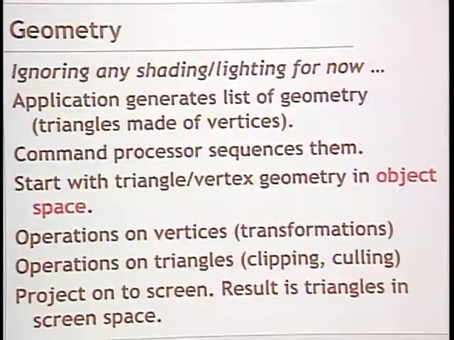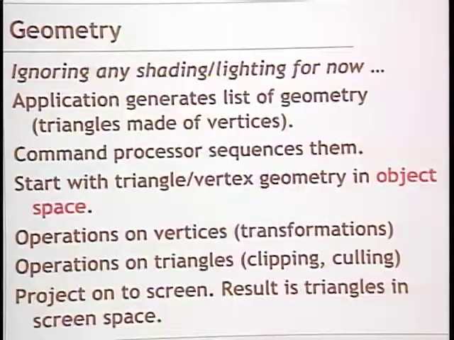So first we're going to sort of ignore any shading or lighting, and talk about what happens in OpenGL. We're going to start with a list of triangles, because that's our fundamental primitive. It's going to be some sort of list of geometry. What I'm going to actually specify is a bunch of vertices and how the vertices are attached to make triangles. We're going to have a command processor, and that's going to put them in sequence. And we're going to specify all this geometry in object space.